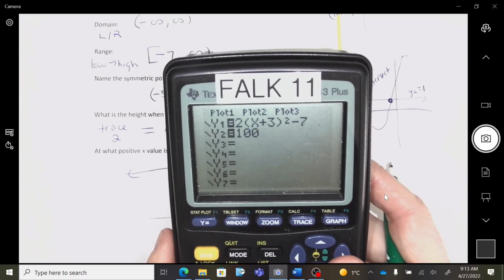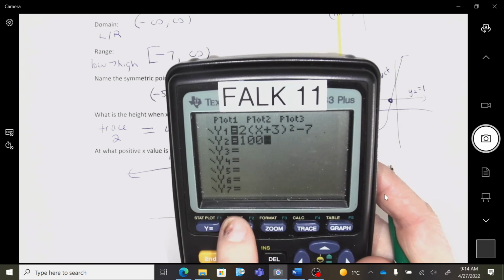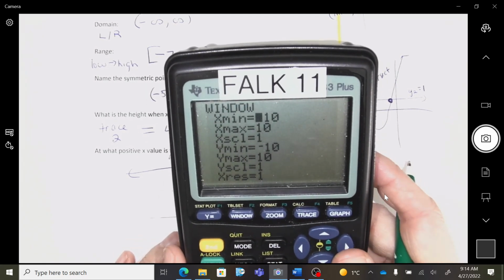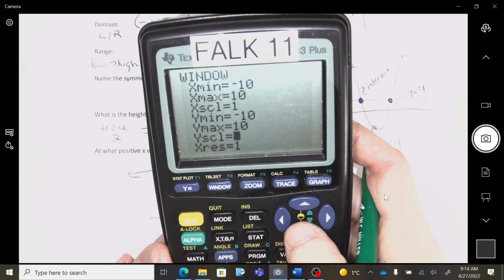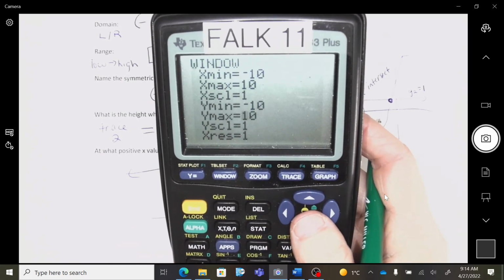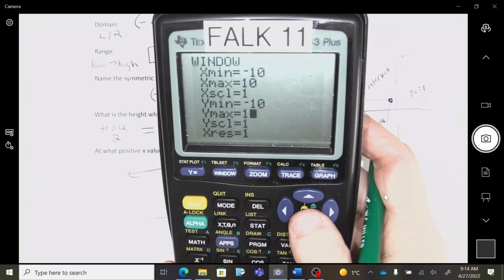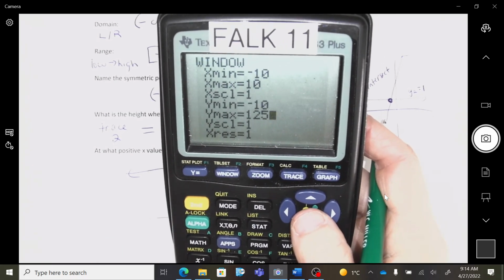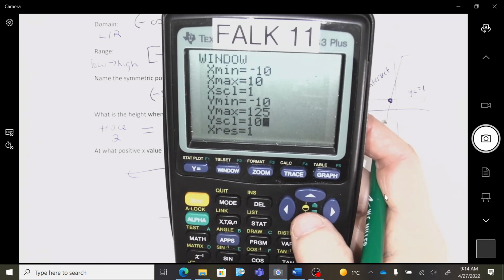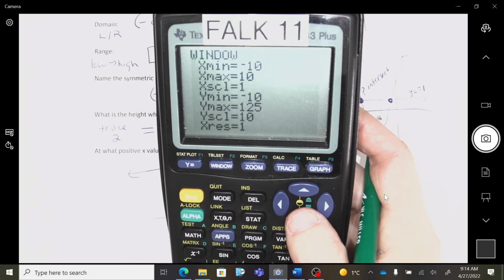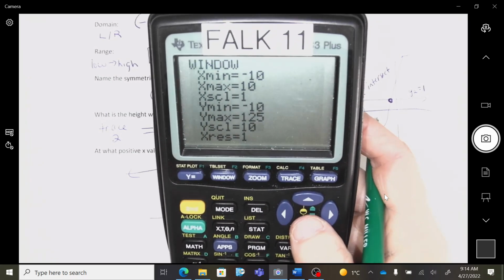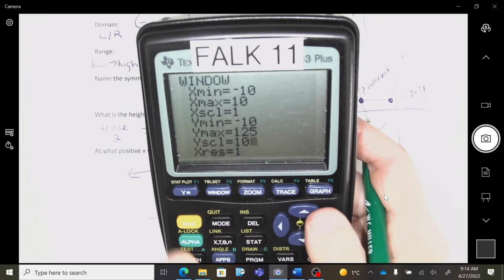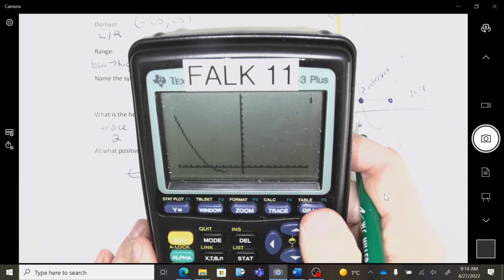But guess what I'm going to have to change? I'm going to have to do stuff to my window. Okay, so if obviously my y2 is 100, should we do a y max of, I don't know, what do you want to do? 125? Up by 10s? Because I have to be able to for sure see a height of 100. So graph.